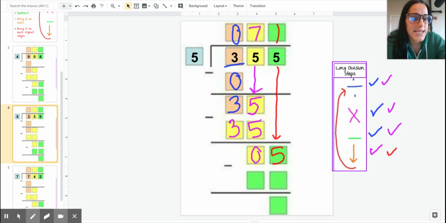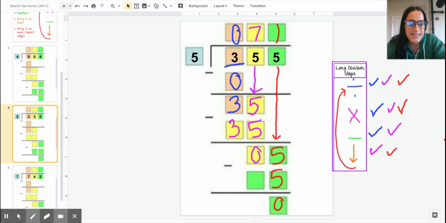Check that we brought it on down. Check that we divided. Okay, my next step is to multiply. 5 times 1 gives me 5. Check that we've multiplied. Next step is to subtract. 5 minus 5 is 0. And since I don't have any more digits to bring on down, I'm done solving this problem.